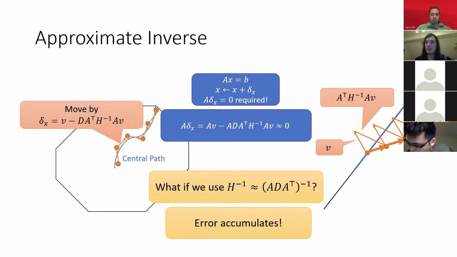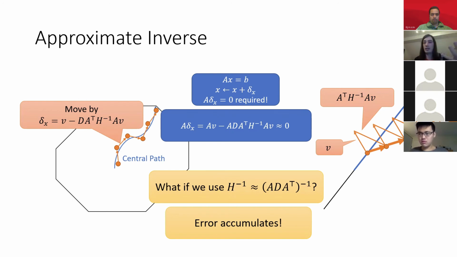So this was the issue. What is the notion of approximation between H inverse and ADA transpose? This is a spectral approximation. So if you take some vector y, and you multiply y from both sides, then it's going to be some 1 plus epsilon approximation compared to if you multiply y from both sides with this matrix. All right, good.